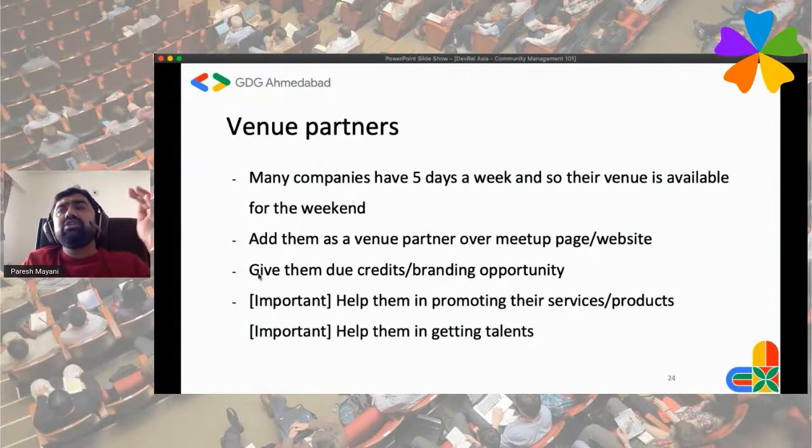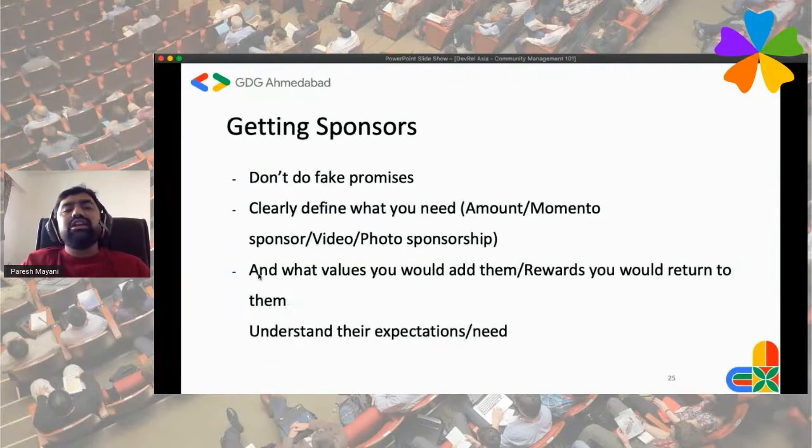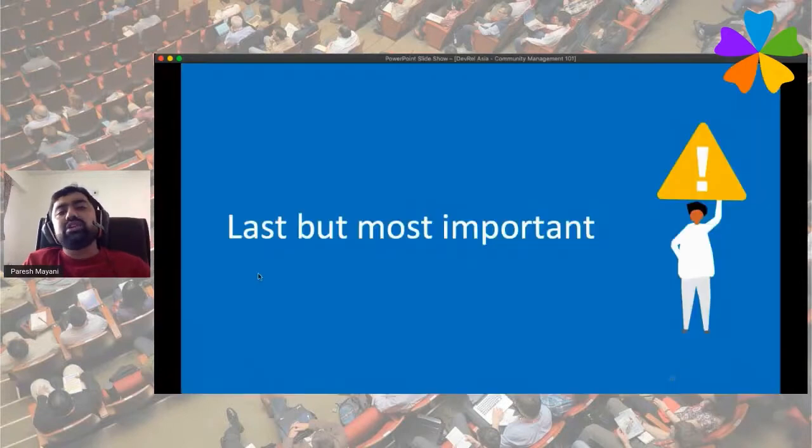And at the same time, when you are getting a venue, you should be helping them in promoting their services and products. It's not doing paid promotion, I mean, just hosting an event for paid promotion. Rather, keep one slot, 5 or 10 minutes, and help them in promoting their service, right? And getting sponsors. Don't make fake promises. Just clearly define what you need, what you are expecting, what you are going to deliver. Have it logged, have it documented and shared between the two parties, and just sign the deal. And always have them in the future events as well. Do not forget, they are really supporting you, so you should be supporting them.